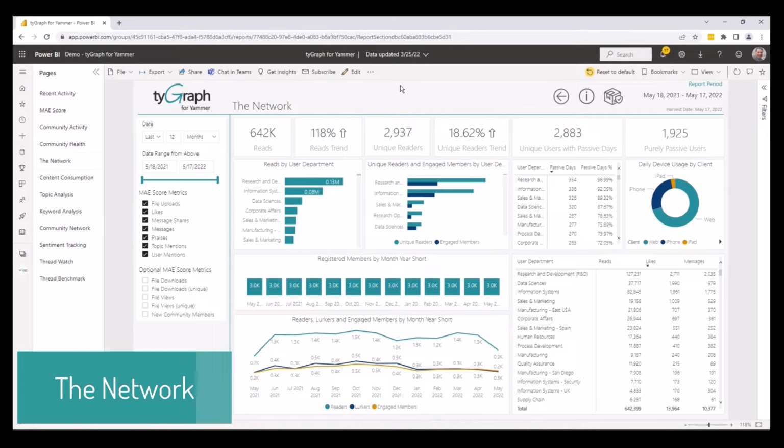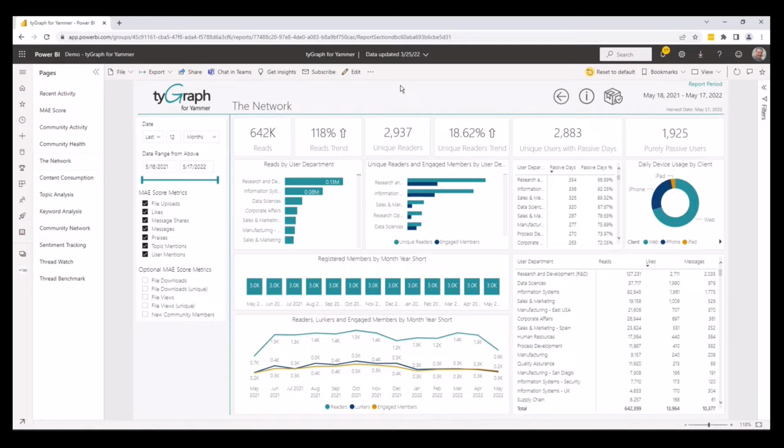Okay, so next up, we're taking a look at the network page. This gives us an overview of those perspectives that we would look at often at a community or even a recent perspective, and it lets us step back and analyze the network, as the name suggests, as a whole.